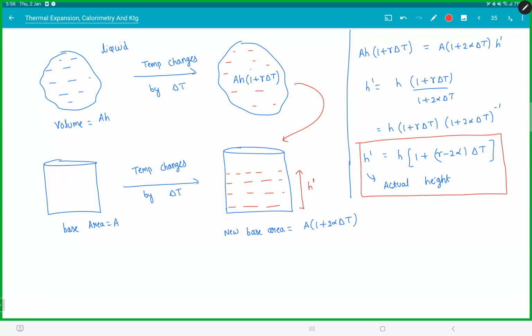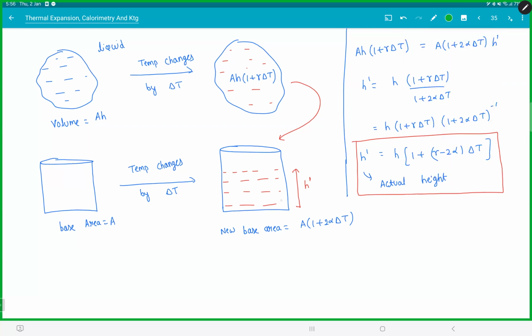Clear with this? Now what happened? You're measuring this height with a scale on the container. Now tell me one thing. Does the height of this container affect the problem? Why do I care how big this container is, isn't it? The H dash is going to remain the same. The actual height of the liquid will get affected only because of the base area. The actual height of the container is useless.